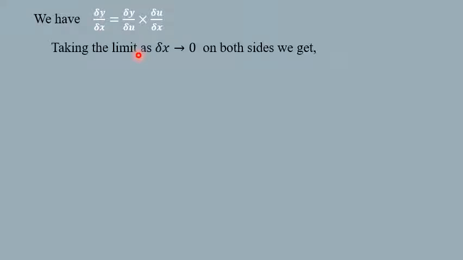Now delta y upon delta x can be written as delta y upon delta u into delta u upon delta x. Here we have adjusted delta u, because all these three numbers are not equal to 0. By the definition of derivative, the limit of the increment ratio is nothing but differentiation. So taking the limit as delta x tends to 0 on both sides, on the left hand side we get limit delta x tends to 0 of delta y upon delta x, and on the right hand side we get limit delta x tends to 0 of delta y upon delta u into delta u upon delta x.